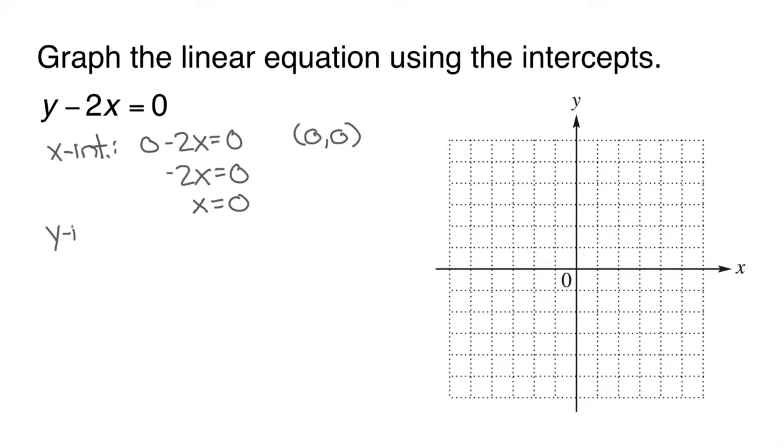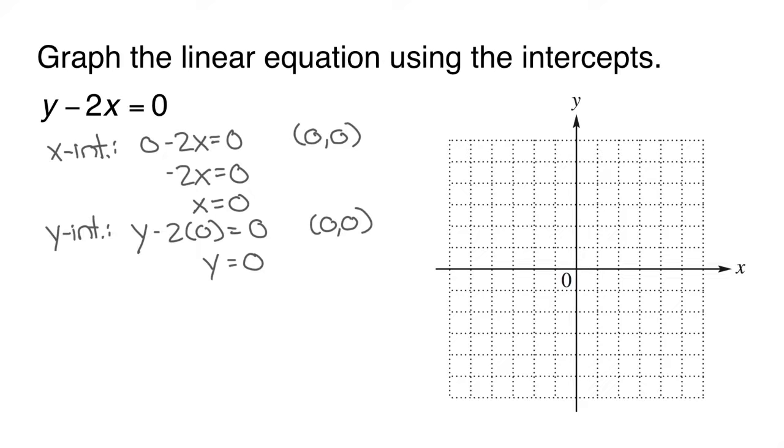We find the y-intercept by letting x equal 0 and solving for y. We have y minus 2 times 0 is equal to 0, which simplifies to y equals 0. So we find that the y-intercept is also the origin, which makes sense because the x-intercept was the origin, which means that the graph crosses both the x and y-axis at that point.